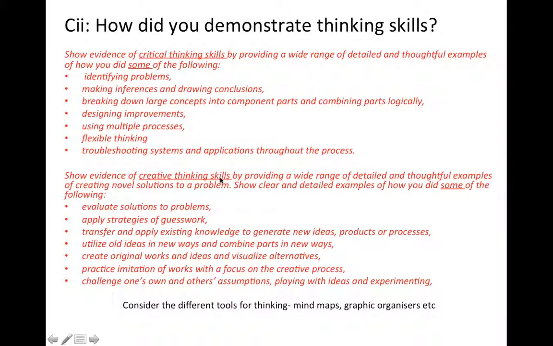Secondly, with creative thinking, in the same way, you need to show clear and detailed examples of how you may have demonstrated some of these things. It might be that your project is more creative than critical, and therefore you may solely talk about one of these, mainly only critical or only creative, or you might notice that you've done a bit of both, which is fine. So within the creative thinking skills, you may want to talk about how you used original ideas and then looked at adapting or changing them. You may want to look at how you generated ideas, products or processes.